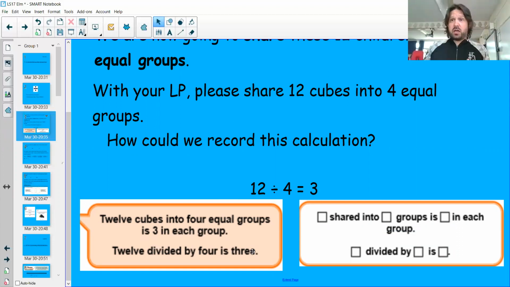So this is a word map. We can use this each time we do a different sum. We can write this down. So 12 cubes into 4 equal groups is 3 in each group. And it helps us get it into our head. So 12 shared into 4 groups is 3 in each group. 12 divided by 4 is 3. Okay, so we could fill this in. So that's the task. We are going to look at this.